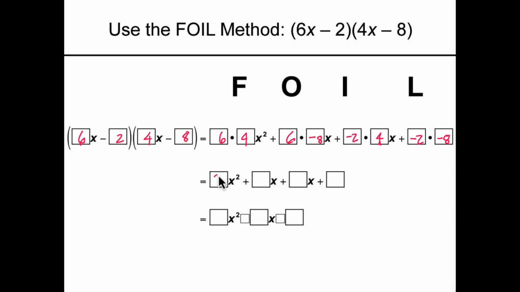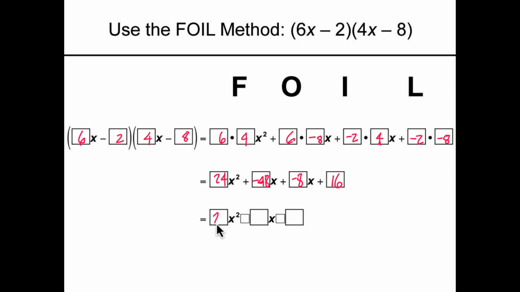Simplifying, we get 24x squared plus 6 times negative 8 is negative 48x. And negative 2 times 4 is negative 8x. And then negative 2 times negative 8 is positive 16.